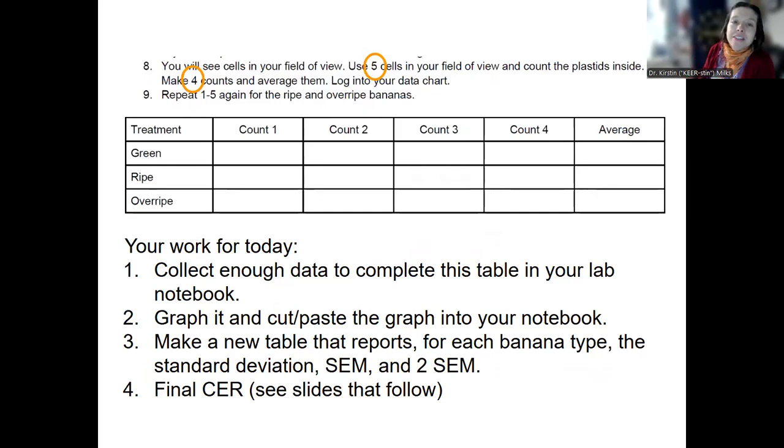Okay, so the original instructions ask you to count 5 cells in your field of view and count the plastids inside. We now know you need more banana to be able to do this well and to get enough in your field of view that this is easy. So here's my suggestion for you. Instead of counting 5 cells, you can count 1 cell and you count 4 separate cells. Also, I have sample data for you that I'll show you in a moment.